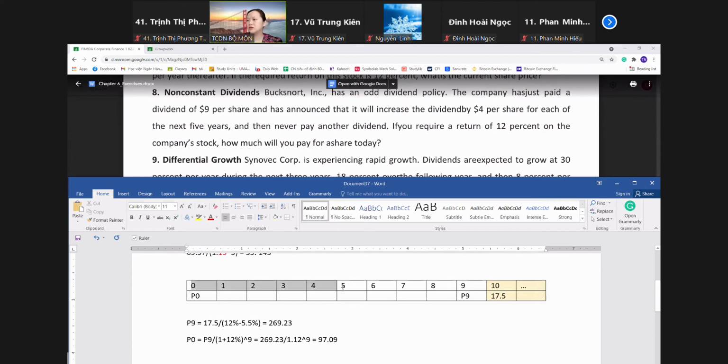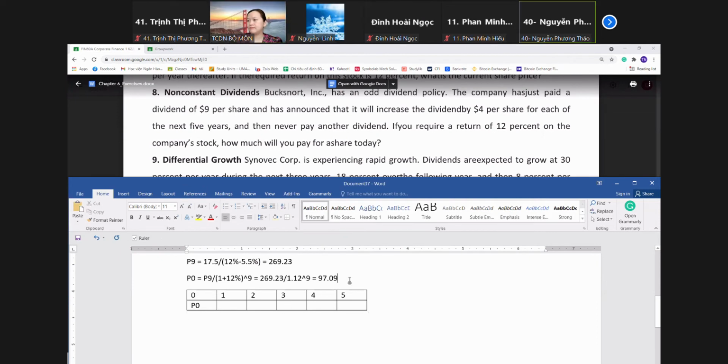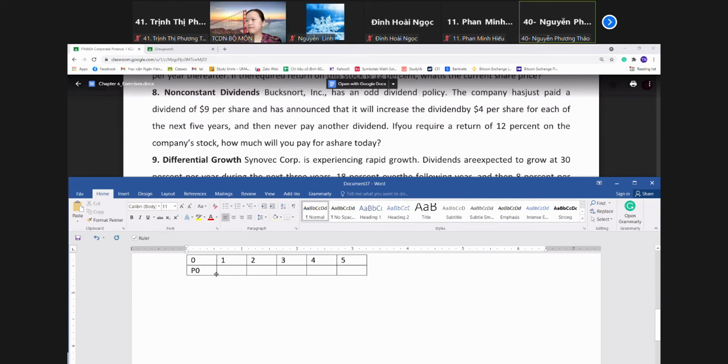Could I ask group 5 for the answer? Group 5, are you there? Yes, we have 5 cash flows. For the first year is 9. Yeah, first year 9. Second year is 13. Yeah. For the third year is 17. Fourth year is 21. And the fifth year is 25. Yeah. The other groups, do you agree with the cash flow?